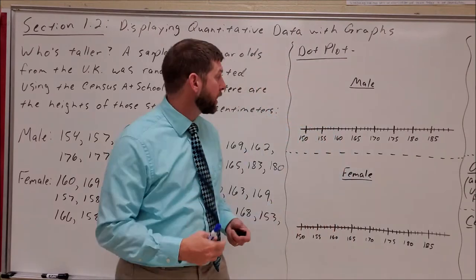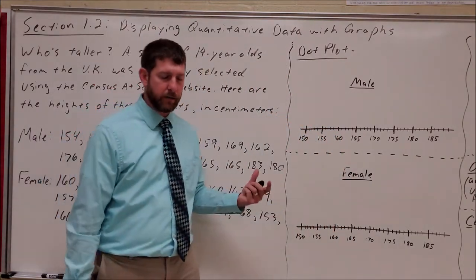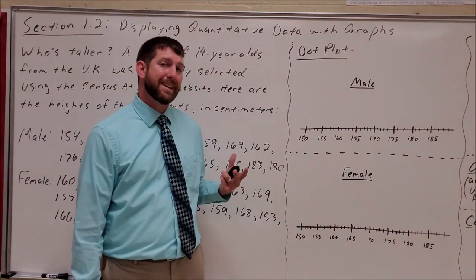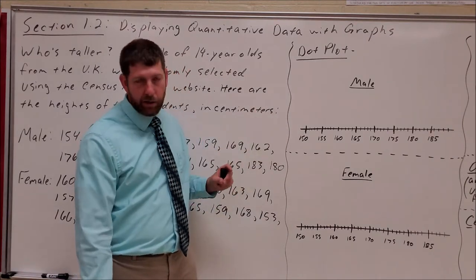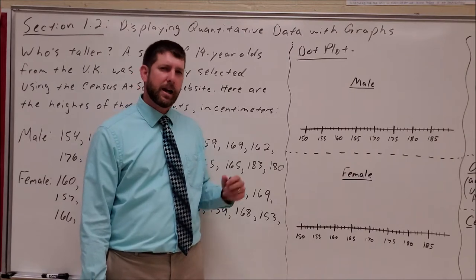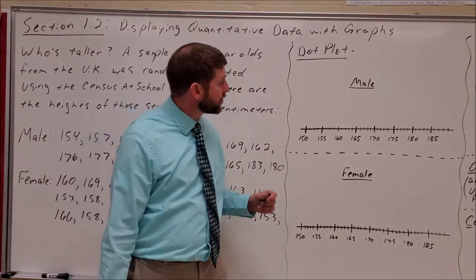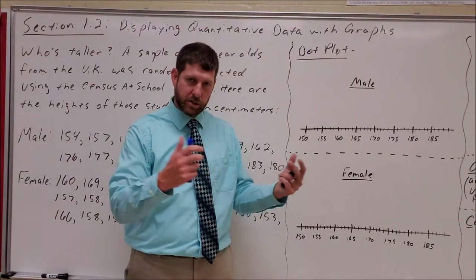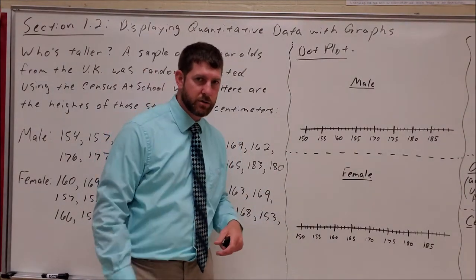We're going to use a number line, and the first number line type of graph we're going to work with is a dot plot. You've worked with these before, maybe I've called them line plots or something like that. We've got one for the males, one for the females. Let's go through and get a picture of what each of these looks like.